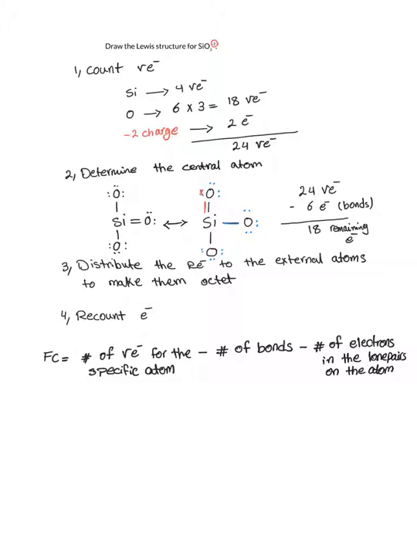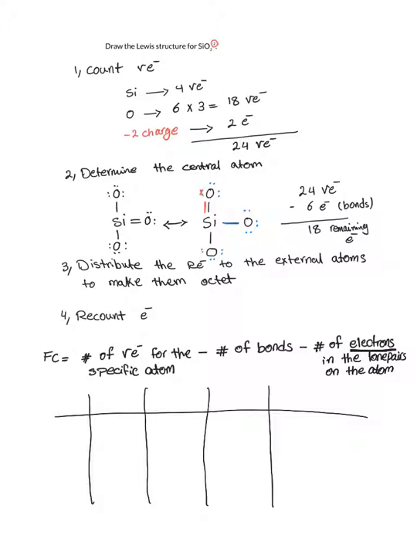So pay attention. Here we are subtracting the number of electrons in the lone pairs. So I would like to draw a chart here: number of valence electrons, number of bonds, number of electrons in lone pairs, and formal charge.